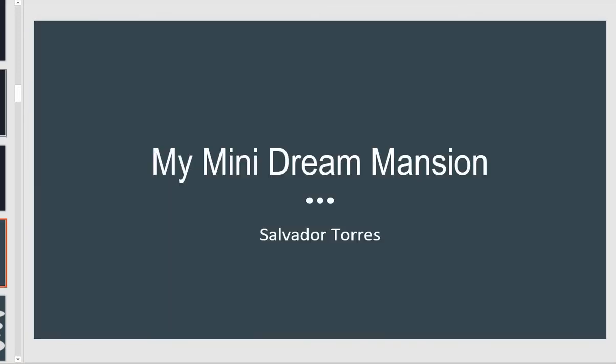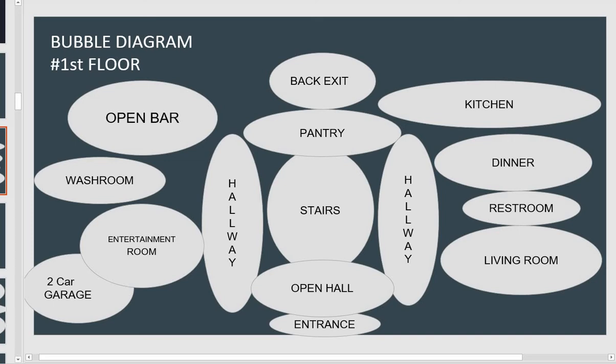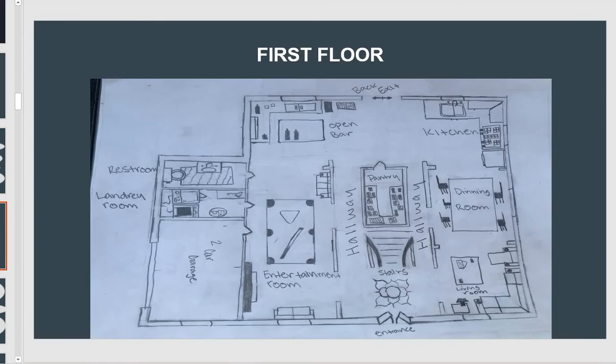And this is from Salvador Torres. He did the Dream Mansion. This is the big one. So the elevation right here, hallway, and go with the washroom, entertainment room, 2-car garage, dinner, restroom, living. This is the floor plan. He did it by hand again.